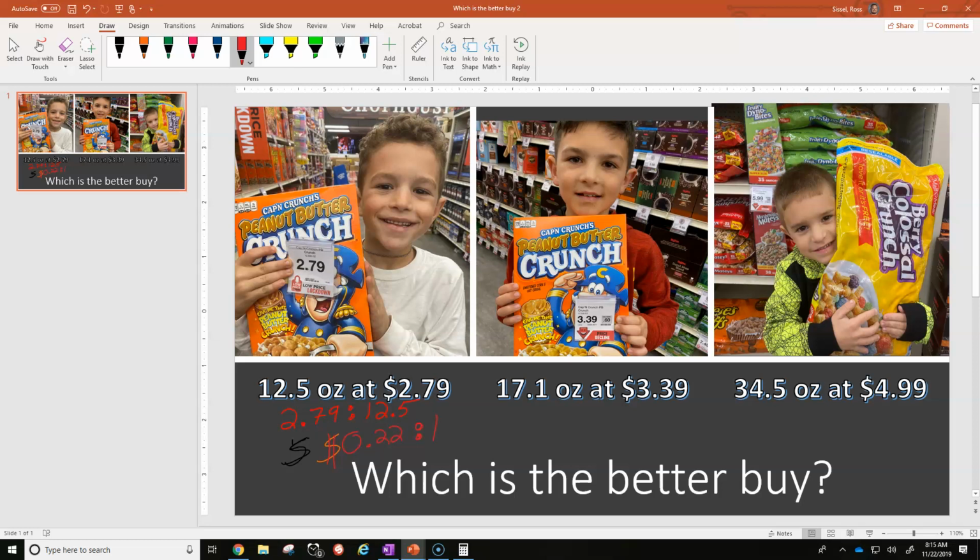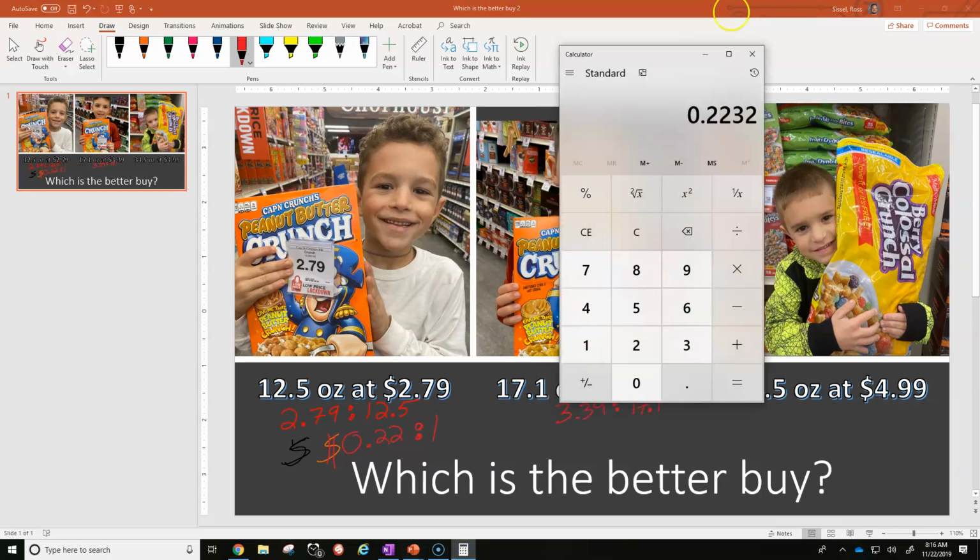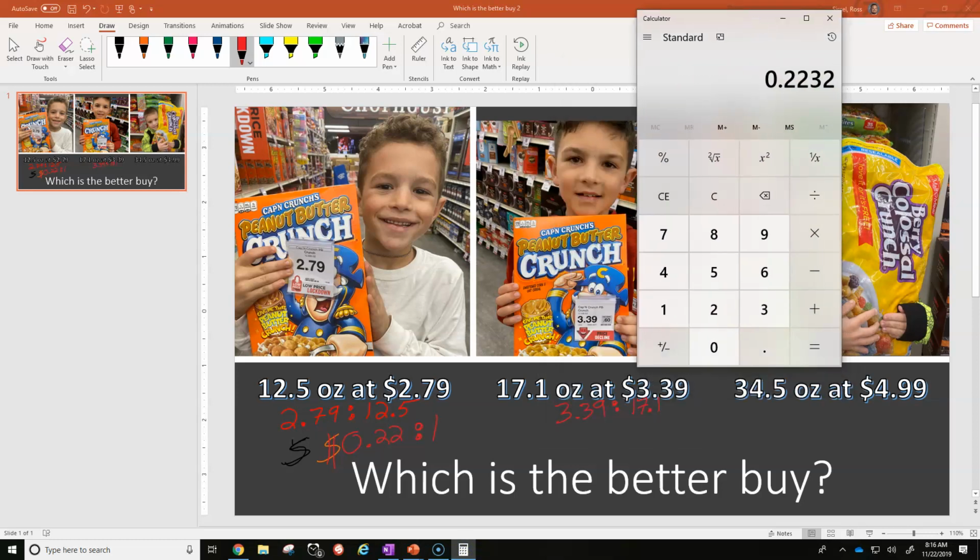Okay. So 22 cents for 1 ounce. Right now, Bennett's box, for every ounce of that cereal, they charge me 22 cents. If we did Eli's, first we have to look at his ratio. I want money first. $3.39 for 17.1. We go to our calculator. This is how easy this work is today. I do my first unit, 3.39, divided by 17.1. That's my second unit.